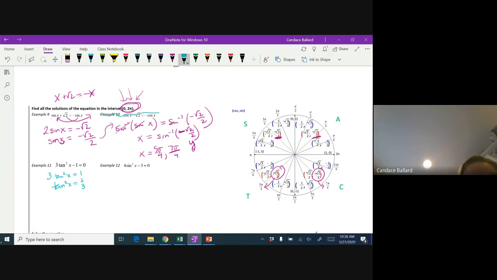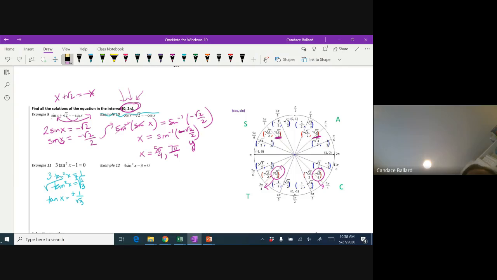I'm going to undo the squared by square rooting. Technically, when I square root there, I would have a plus or minus in front of it. And so I would have the tangent of x equals plus or minus 1 over square root of 3. The tangent's a little bit different. There is nowhere on here where I have 1 over square root of 3 anywhere, nor, if I rationalize this, could I see 3 over square root of 3 anywhere on the unit circle.